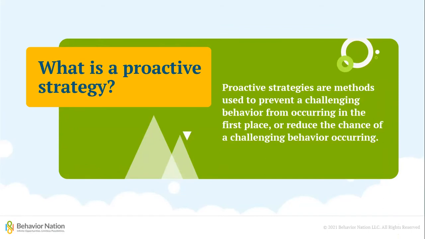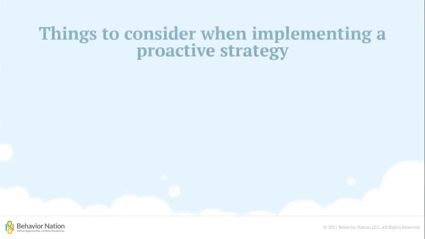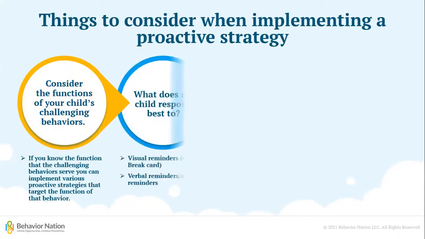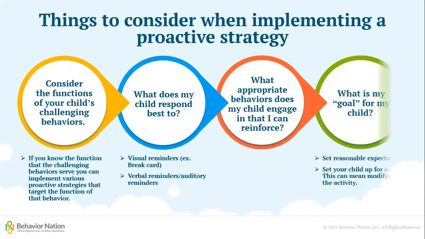A proactive strategy is a method that you can use to eliminate or reduce the chance of a challenging behavior occurring in the first place. Some things to consider before you implement a proactive strategy with your child are the functions of your child's behaviors. If you know the function that your child's challenging behavior serves, you can identify various pinpointed strategies that you can use to target that function.